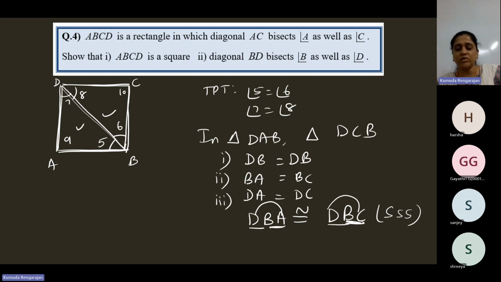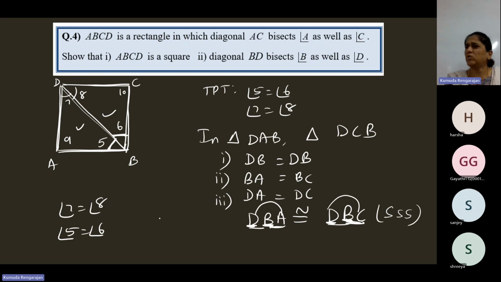So CPCT, what do you get? Angle D is equal to angle D, that is angle 7 is equal to angle 8. Then angle B is equal to angle B, that is angle 5 is equal to angle 6. A is equal to C, we don't need that result. So 7 is equal to 8 means BD bisects angle D. And 5 is equal to 6 means BD bisects angle B. Finish.